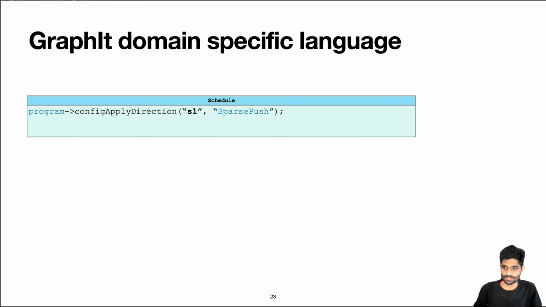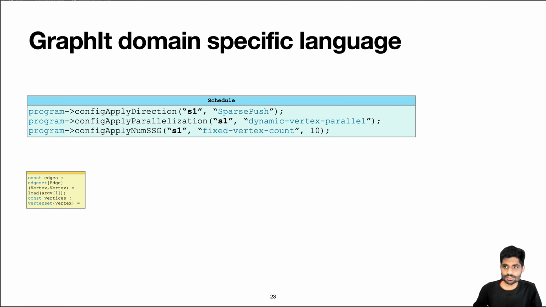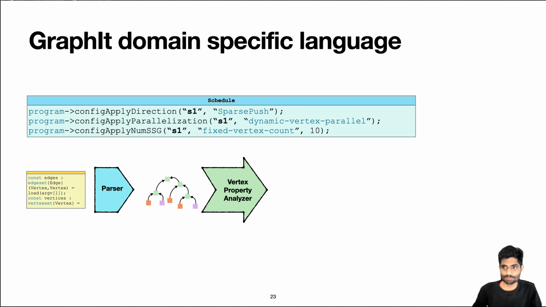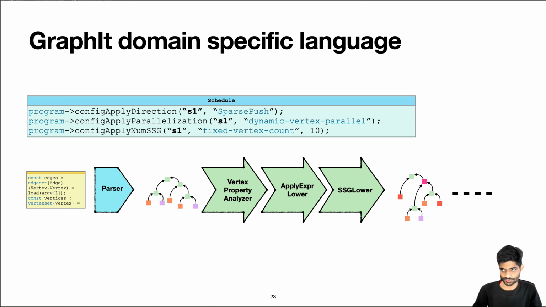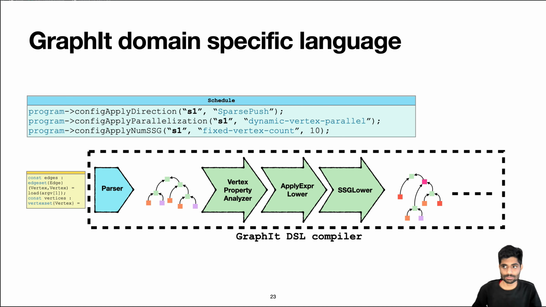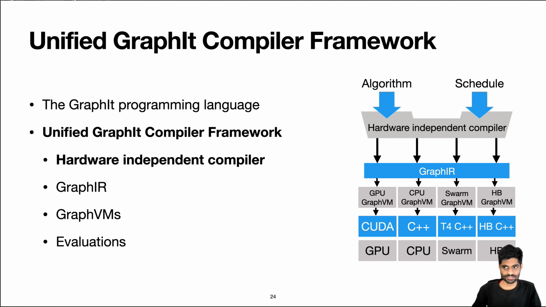Finally, the programmer can add tags, such as the one shown here, which they can then reference in the scheduling language to configure various optimizations. The algorithm input, after being parsed, goes through a series of analysis and transformation passes before final code generation. Because GraphIt takes the compiler approach, it is able to perform whole program analysis and transformations, which greatly expands the optimization space as compared to library approaches. If the programming model is clear, let us get into the first part of UGC, the hardware-independent compiler.